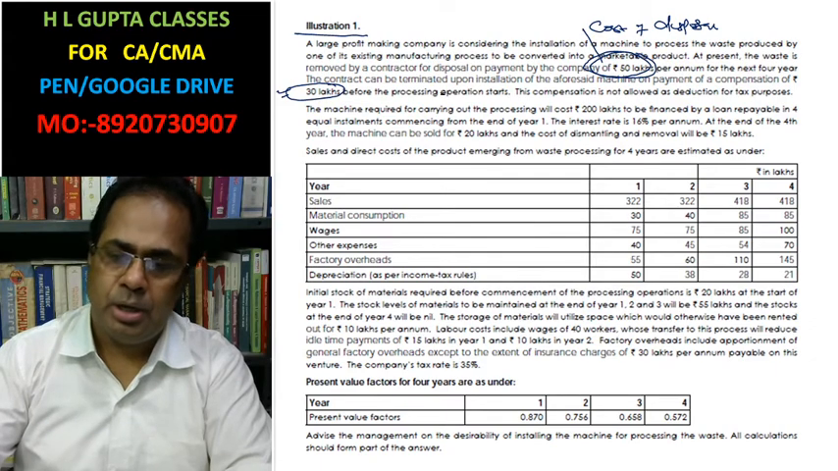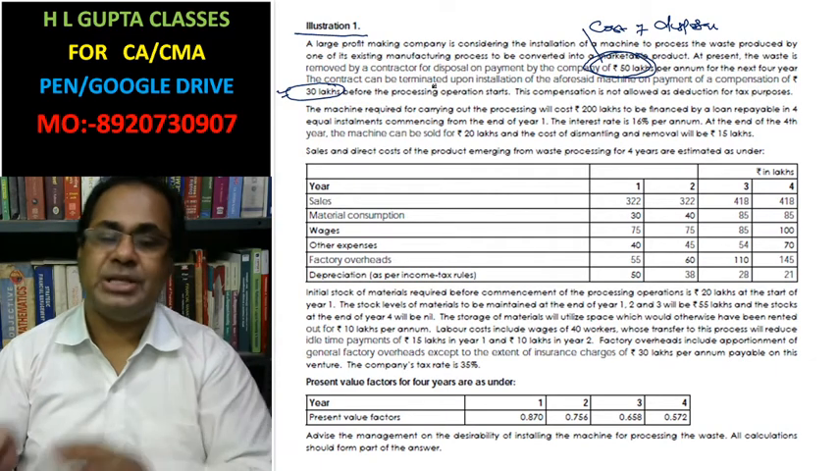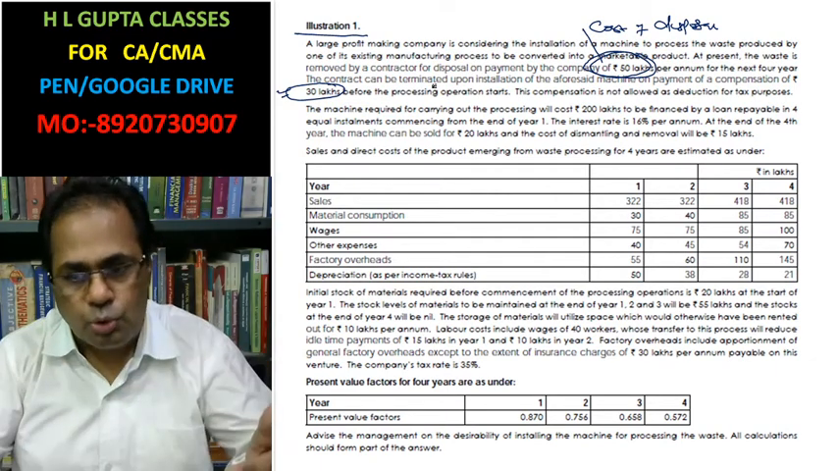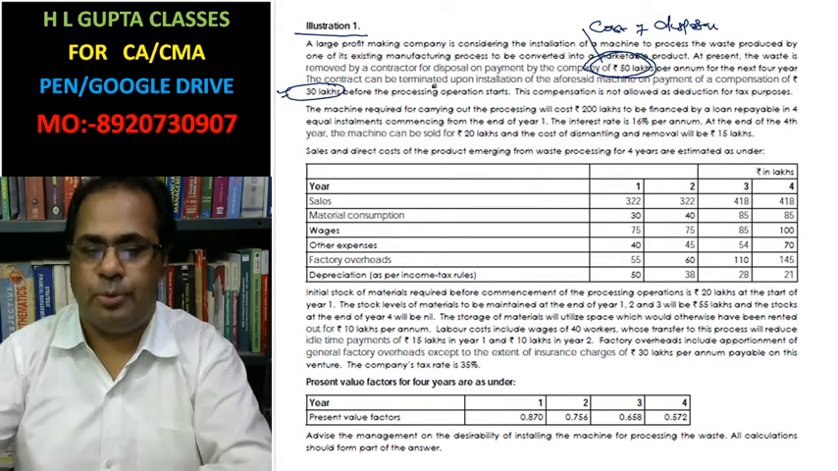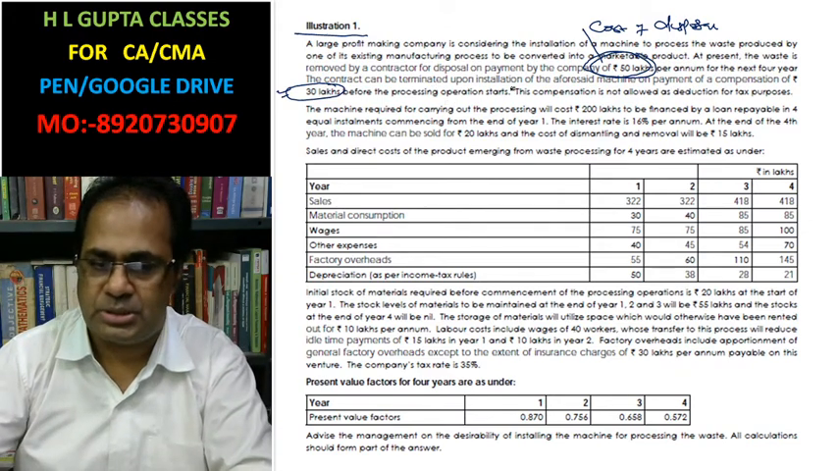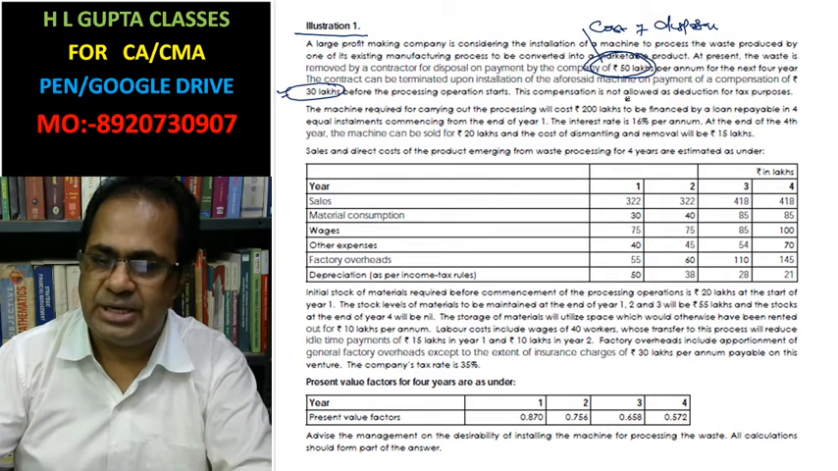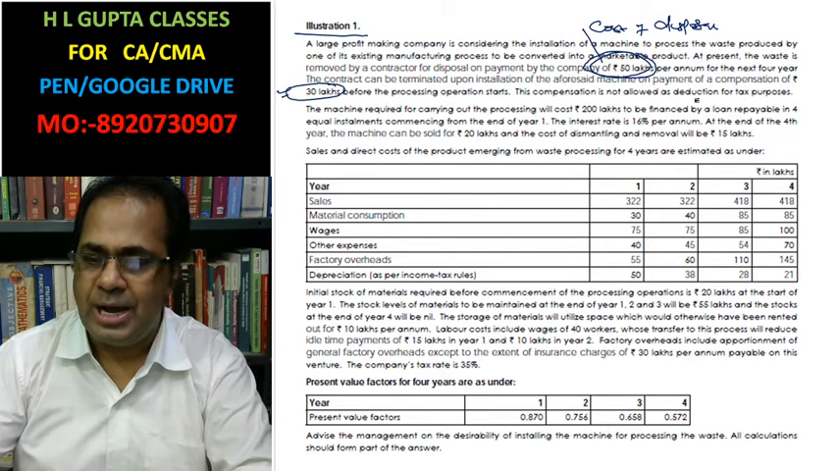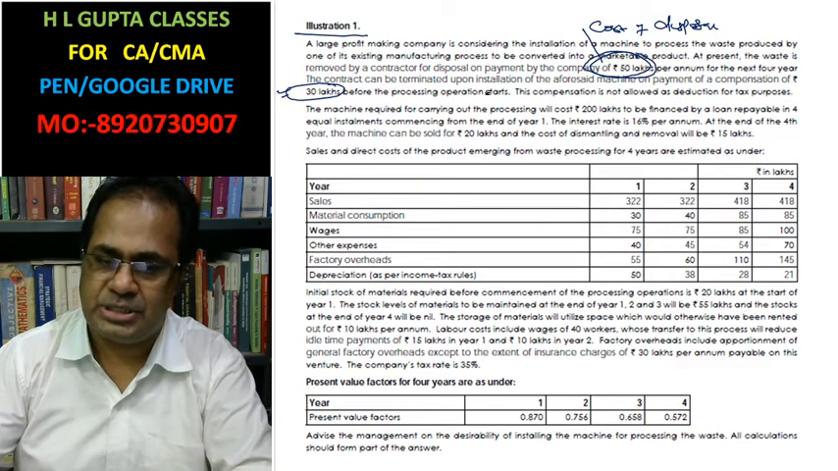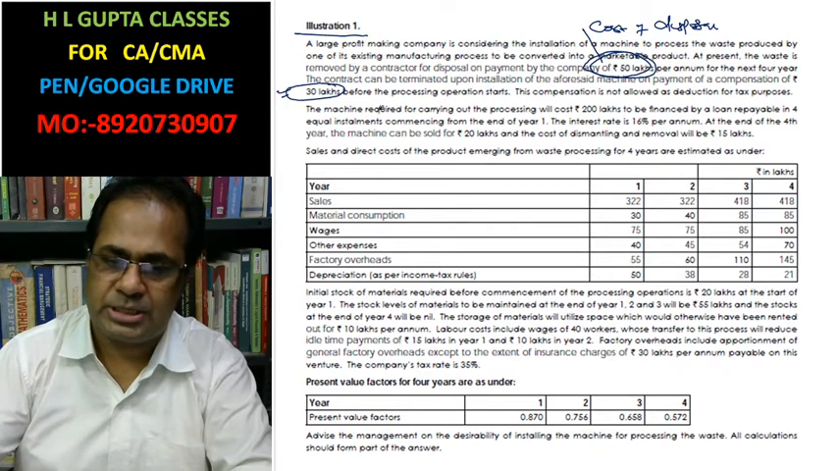And when the processing operation starts for the purpose of installing the machine and producing goods from the waste, this compensation is not allowed as a deduction for tax purposes.